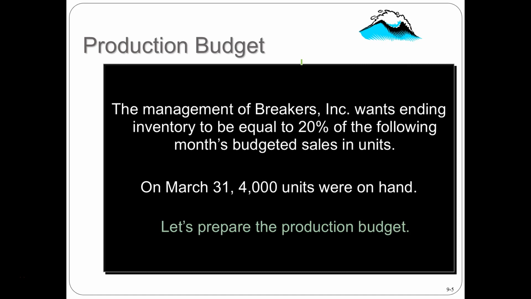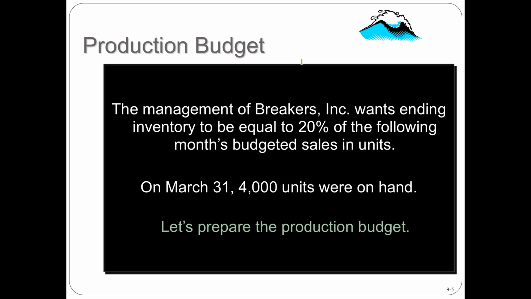Okay, so we have the production budget. Now that we know what the sales are going to be, we can figure out how much we need to produce. Whatever we're making, we need to know how many of them we need to make, and in order to know that, we first needed to know how much we believe we would sell. The management of Breakers Incorporated wants ending inventory to be equal to 20% of the following month's budgeted sales in units. On March 31st, 4,000 units were on hand.